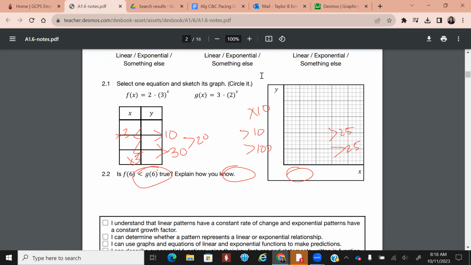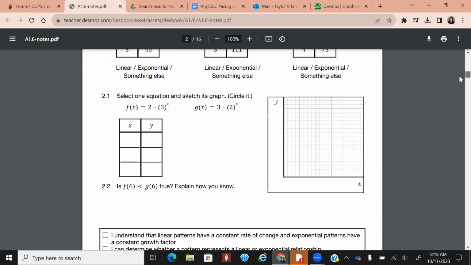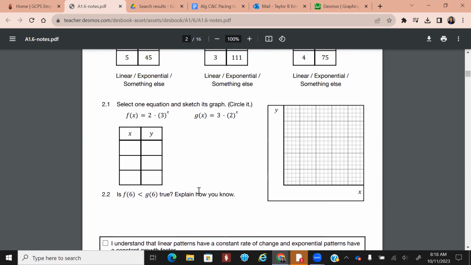We're going to skip that one. Okay, how do we know if this statement is true? What is this statement saying? This is saying when we plug in 6 for f, that's this first function, it's less than the g function when we plug in 6.